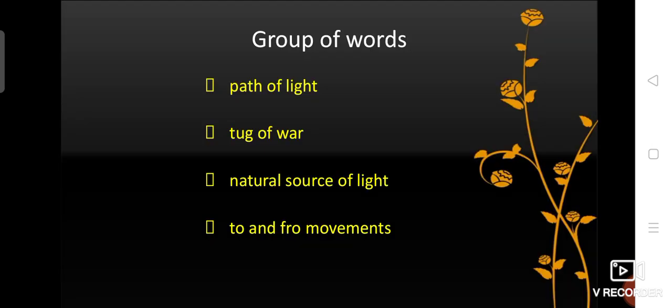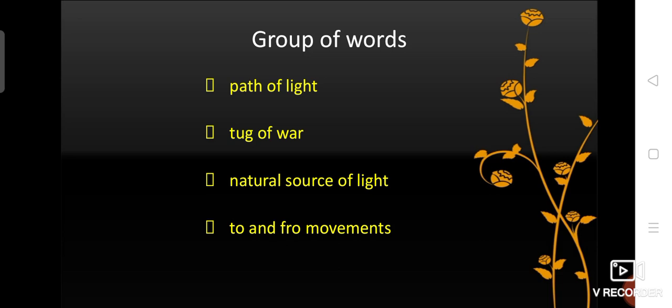Okay. So the second one, group of words. What are the words we have written here? Just we will look. First one is path of light. What do you mean by path? Path means way of light. We know that light travels in a straight path, that is a straight line.